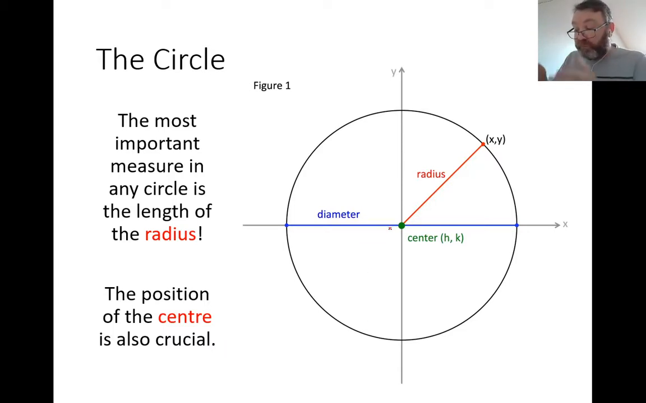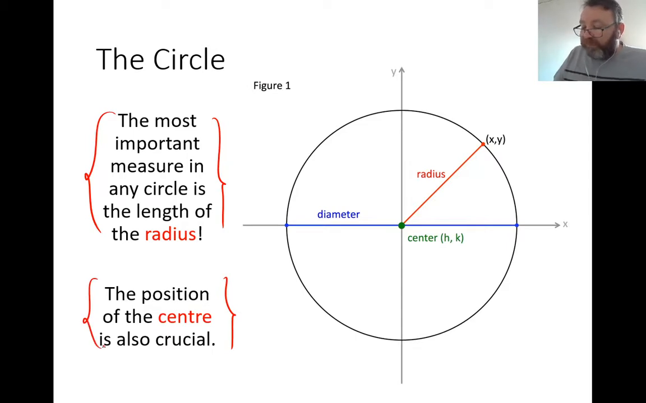But what I do want you to know from this diagram here is that the most important measurement in any circle is the length of the radius. Now that's down here, the position and the length of the radius. That's there and there. So the length of the radius is the most important measurement, and also the position of the center needs to be known. So they are two things that you will continuously refer to whenever you're dealing with any circle. Where is its center? How long is its radius?